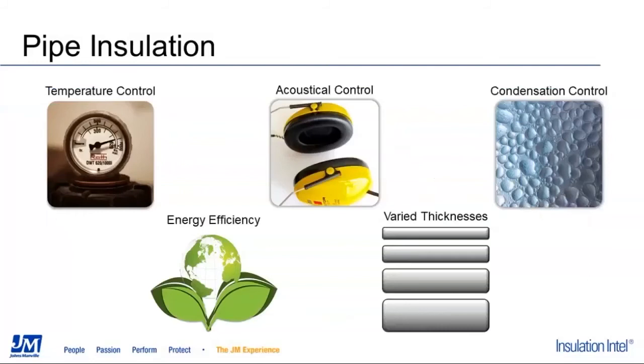The benefits of using JM's fiberglass pipe insulation range from temperature control on hot and cold systems, acoustical control on pipes that may have a tendency to rattle, condensation control on chilled water systems that would sweat if not properly insulated, and as we've already discussed, insulation reduces the energy demand on systems, therefore contributing to energy efficiency. And I also want to point out that we offer our fiberglass pipe insulation in a variety of thicknesses that range from 1/2 inch to 5 inch.